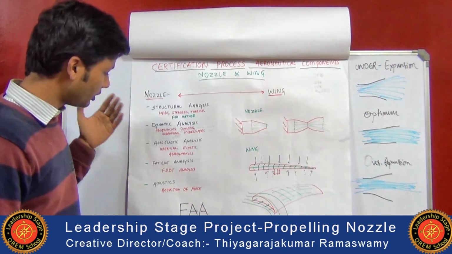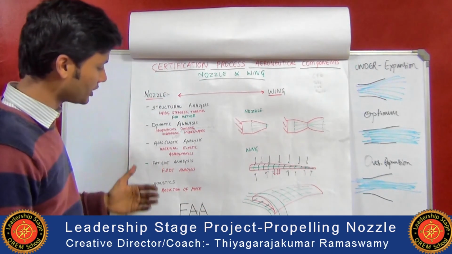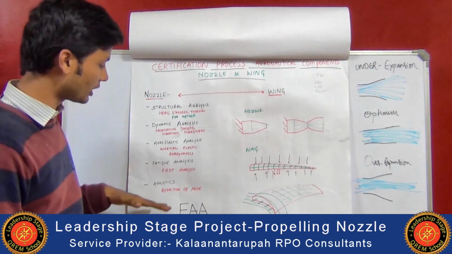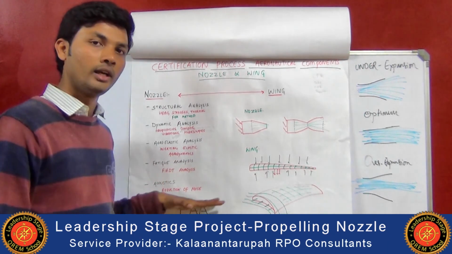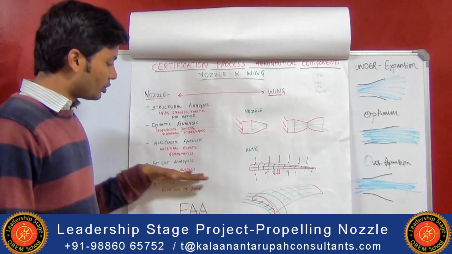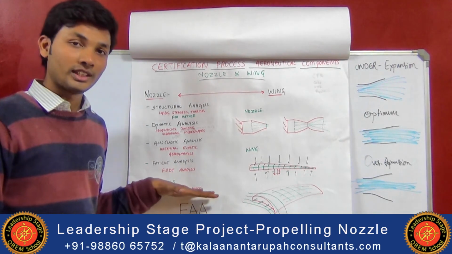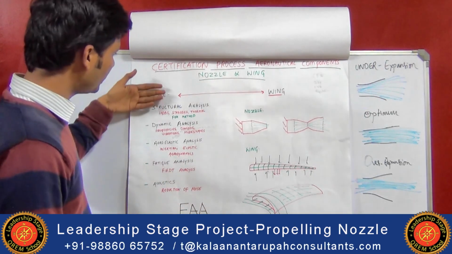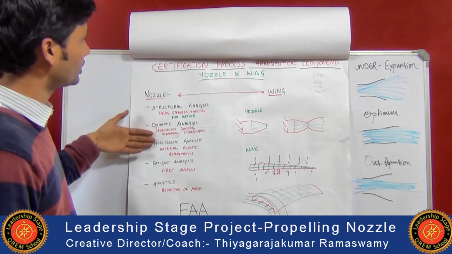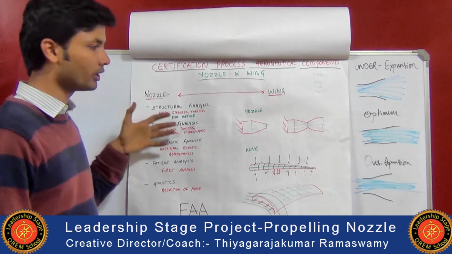Once you've done that, you'll go for testing for the acoustics as well. Acoustics is nothing but reduction of the noise. This is also one of the most important analyses they do in the design of the nozzle, to see that there should not be much noise disturbance in the jet engine. So this is the general certification process for the nozzle.